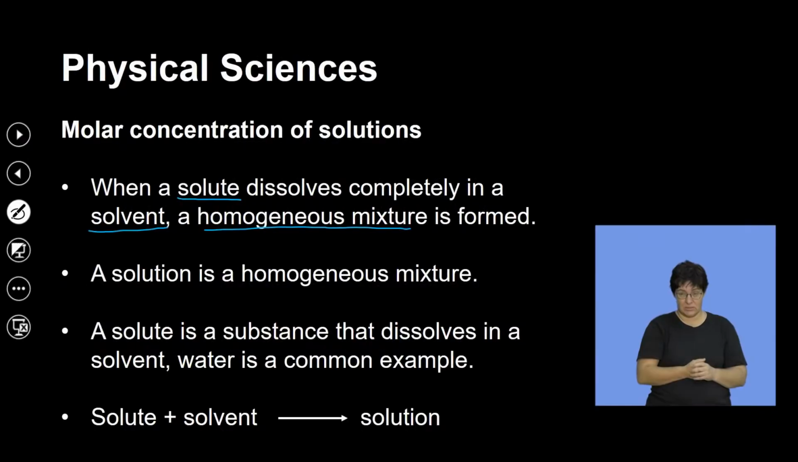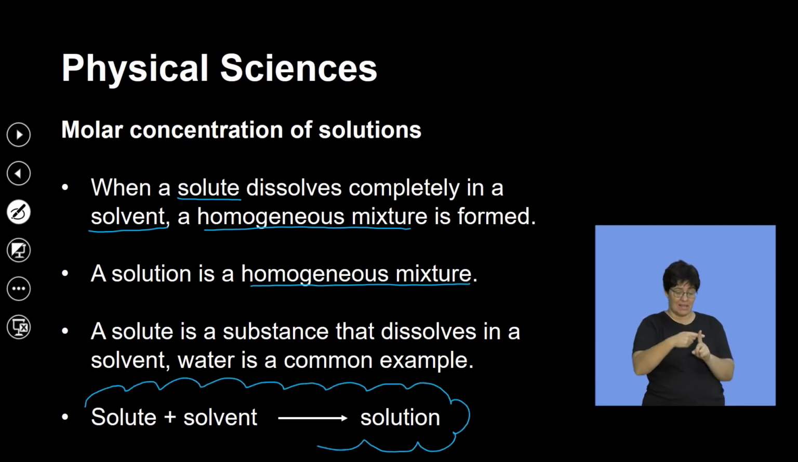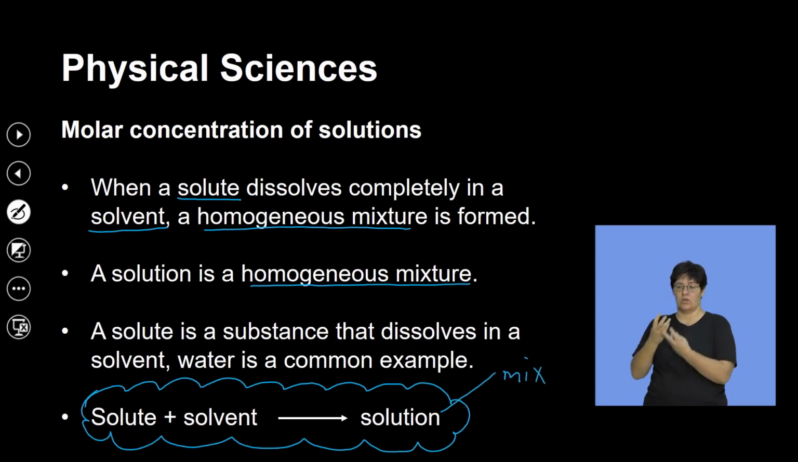But remember, a homogeneous mixture is formed. So a solution is a mixture; it's not a new substance. A solution is a homogeneous mixture. That's the main point that we want to drive home. And also, a solute is a substance that dissolves in a solvent. Water is the most common one. In any case, when you have a solute and a solvent together, you form a homogeneous mixture. That's the mixture that is formed, and we refer to this mixture as a solution.